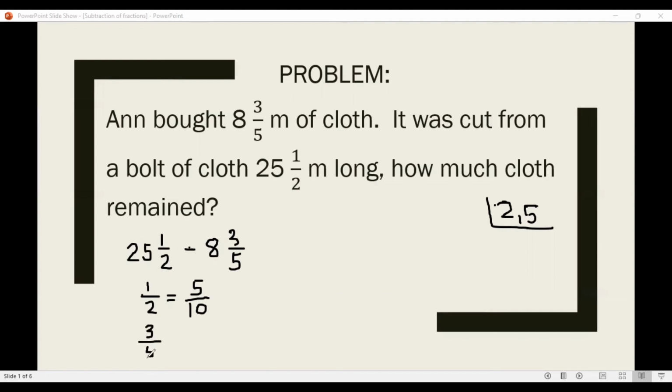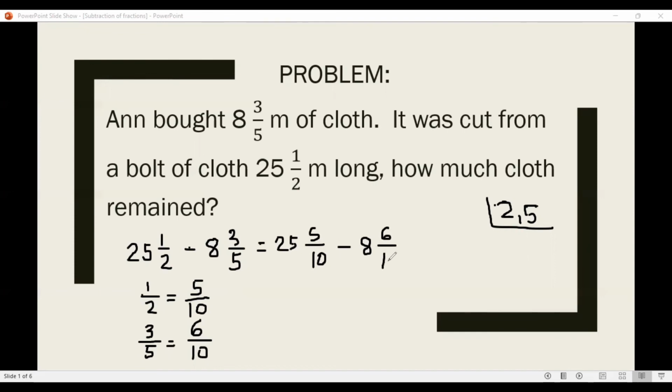And then 8 and 3 over 5, that is now, let's just get the fraction. Okay. So we have again the denominator of 10. So the equivalent of 3 over 5, you divide, 10 divided by 5 is 2 times 3 is 6. So this is now 6 over 10. Okay. So after that, we can now go back to the problem. So we have 25, and instead of writing the 1/2, we will be having 5 over 10. Okay, and then instead of 8 and 3 over 5, that becomes now 8 and 6 over 10.